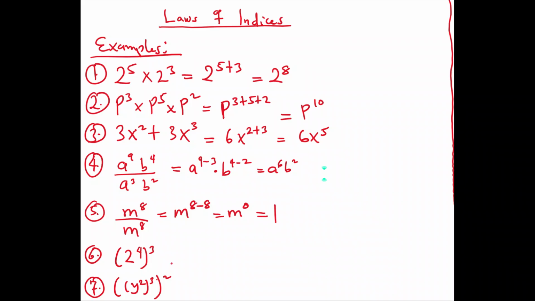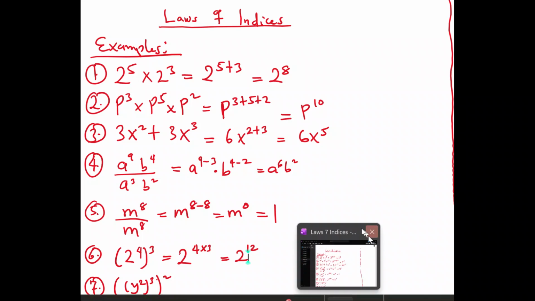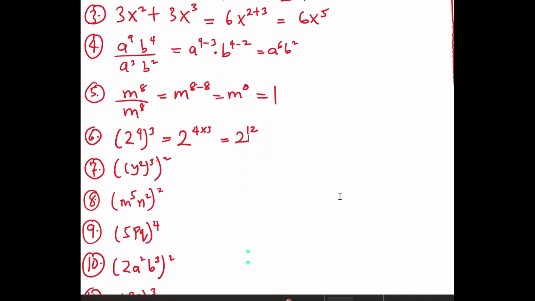So number 6, we have 2 raised to power 4 all bracket raised to power 3. So we multiply this one. So this one is the power of the power law. So that will be equals to 2 raised to power 4 times 3, okay. That will be 4 times 3 is 12. That will be 2 raised to power 12, okay.